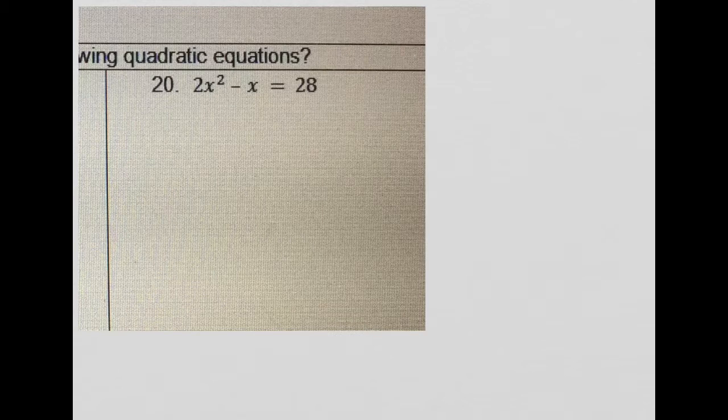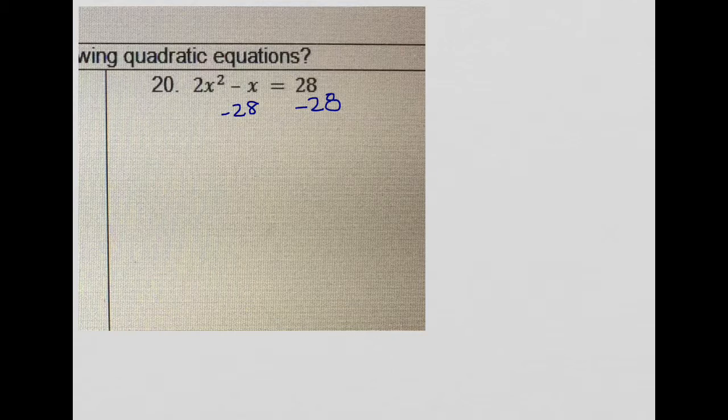Problem 20 asks us to find the zeros, solutions, roots, x-intercepts of this equation. So you remember this is a review from the last unit. The first thing we want to do to solve is to get the right side equal to 0. So I'm going to do that by subtracting 28 from both sides. So I subtract 28 over here, subtract 28 over there.